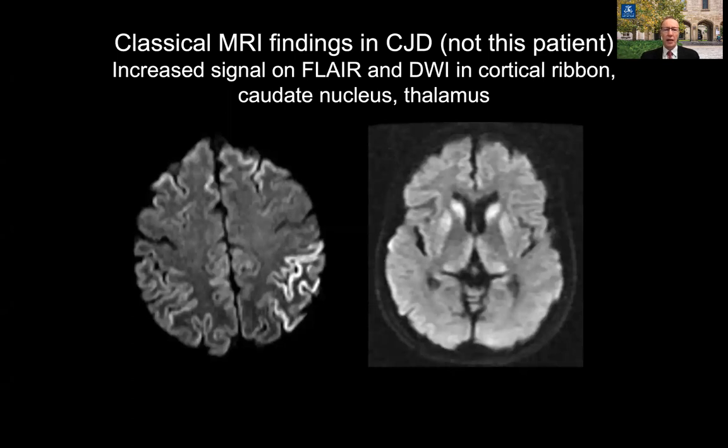This is what MRI looks like classically in CJD. This is not this patient. You see increased signal on FLAIR and diffusion-weighted imaging in a cortical ribbon, such as we see here. And you see increased intensity in the caudate nucleus and the thalamus, as we can see here.